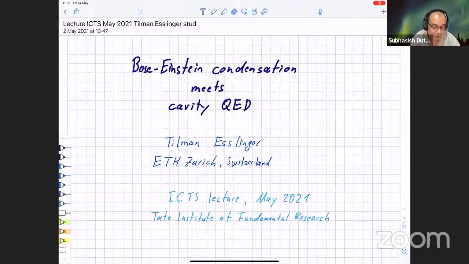He will be talking about how BEC meets cavity quantum electrodynamics. Professor Esslinger, please. Thank you very much.